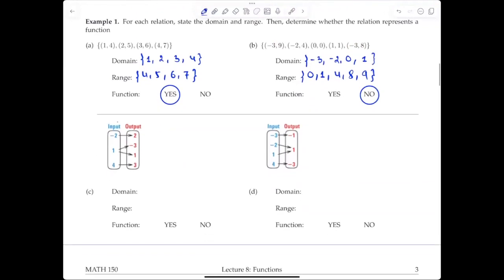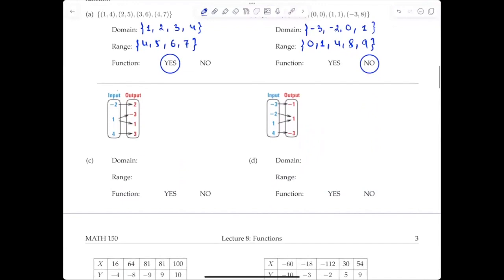So next, the domain is -2, 1, 4. Again, the domain includes all possible x values, and you write the numbers from the smaller number to the higher number. And the range is -3, 1, 2, and 3. And in this case, again, this is not a function because 1 is going to -3 and 1. So it cannot happen like that. So it's not a function.